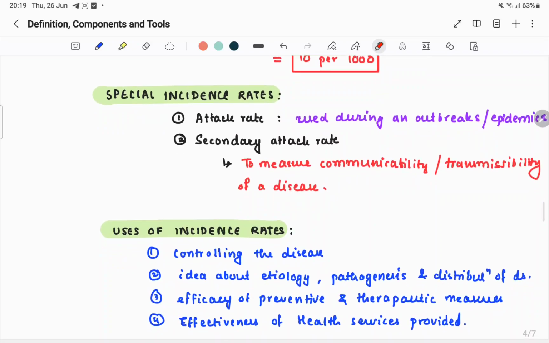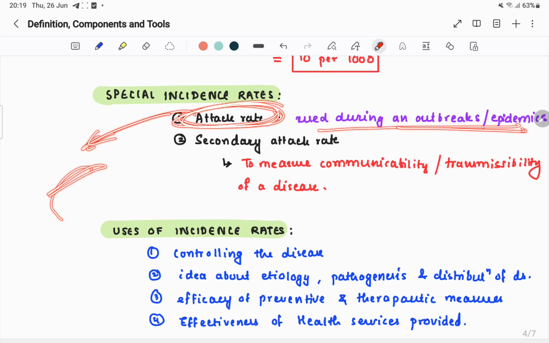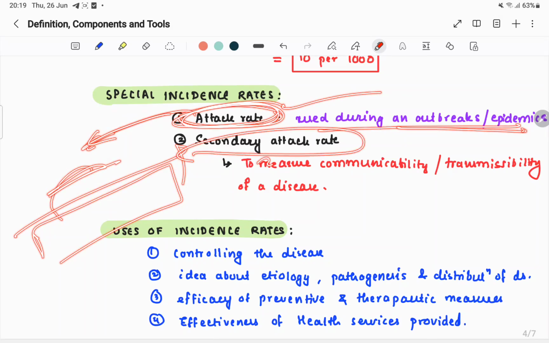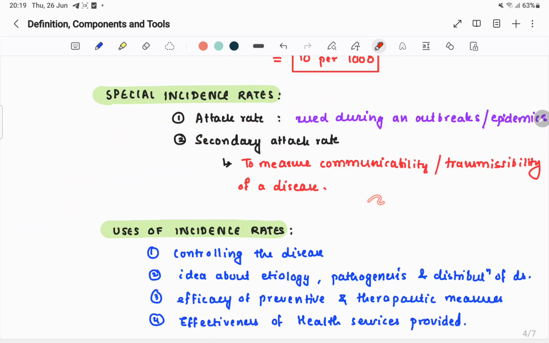Special incidence rates. So attack rate, what is an attack rate? Attack rate is used during an outbreak or epidemic. How many cases are there and how many people it is involving, by total population at risk. This is attack rate. Secondary attack rate is basically the communicability or transmissibility of a disease. One person is affecting how many persons. This is the SAR, secondary attack rate.